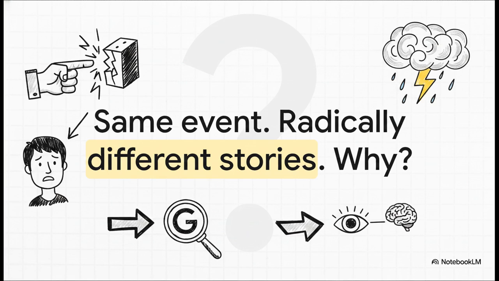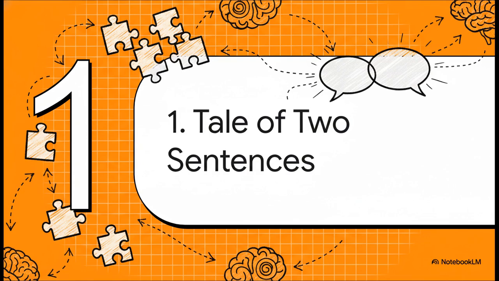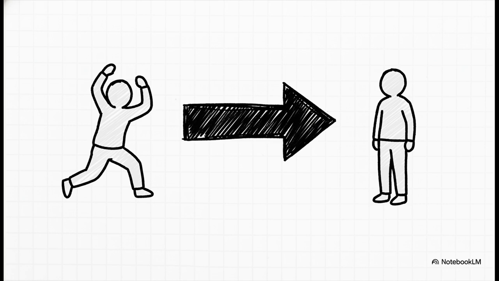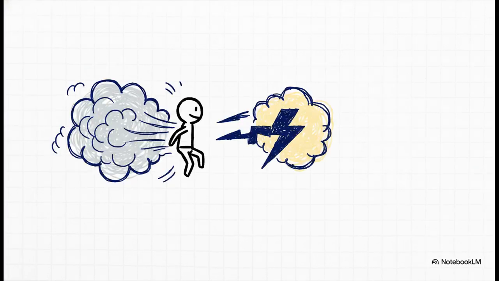The answer is hiding in the grammar. So let's really break this down. Let's get into this tale of two sentences. In that first sentence, the police attack the protesters. Everything is crystal clear. We have a doer, the police, and we have a receiver of that action, the protesters. It's direct. Responsibility is baked right into the sentence structure. No ambiguity there. But now look at sentence B.